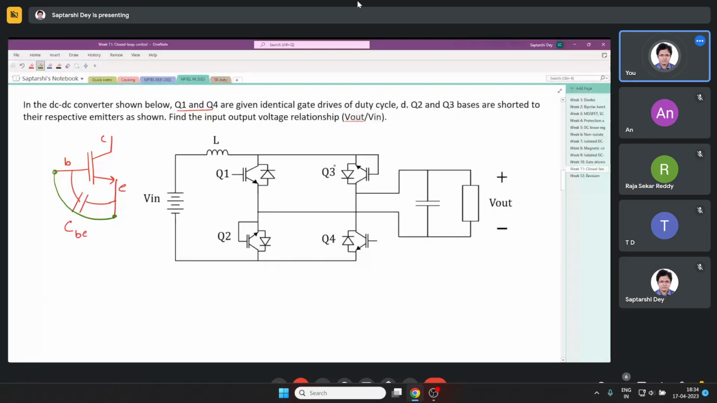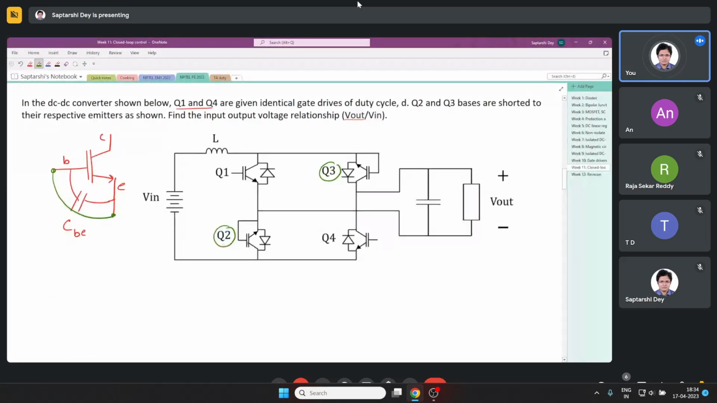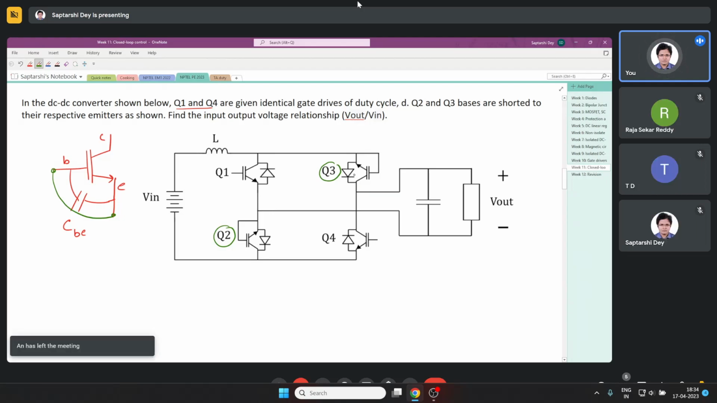So I am talking about Q3 and Q2. The bases are shorted to the emitters, so these two IGBTs are always turned off. So only the diodes are there parallel to them. IGBTs do not have body diodes, so these must be externally connected diodes. Only the diodes are there that might be functional under certain conditions. So we will now see how the circuit might operate.